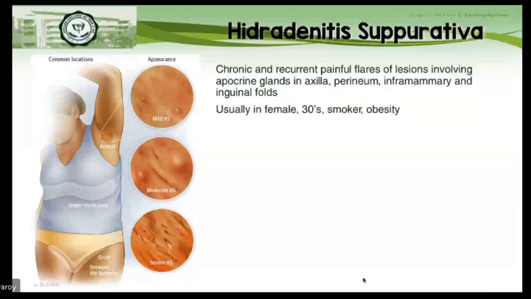Treatment depends on the clinical stage. Your mild cases can usually be managed with home remedies such as warm compress, good hygiene, wearing of loose-fitting clothing, losing weight, and stopping smoking.